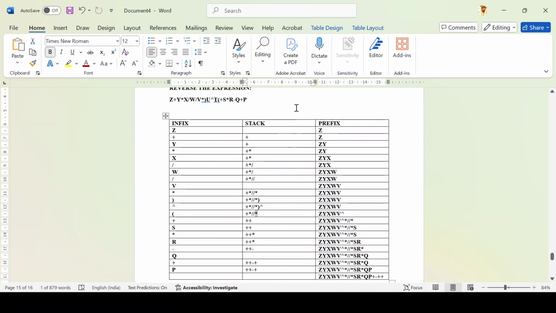Basically it is required for the machine to do the evaluation of expressions in a very easy way. That's the advantage of having prefix and postfix expressions.